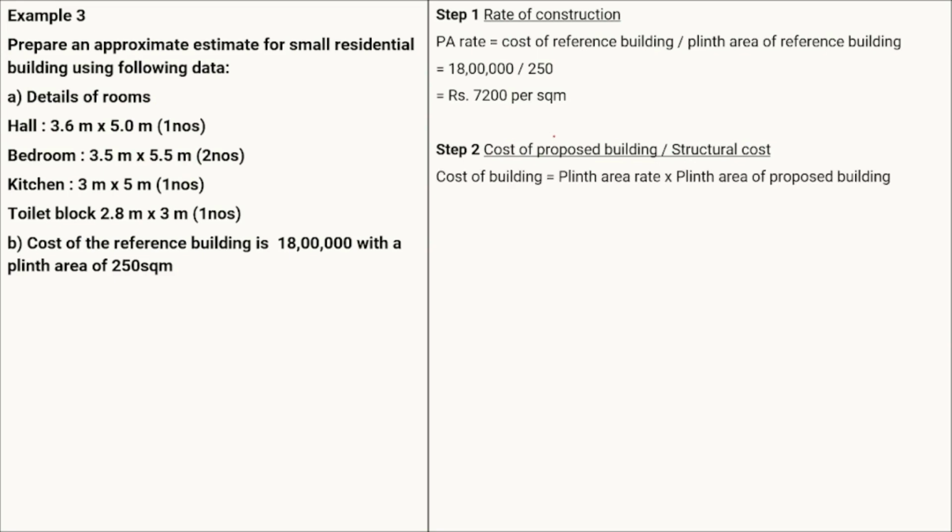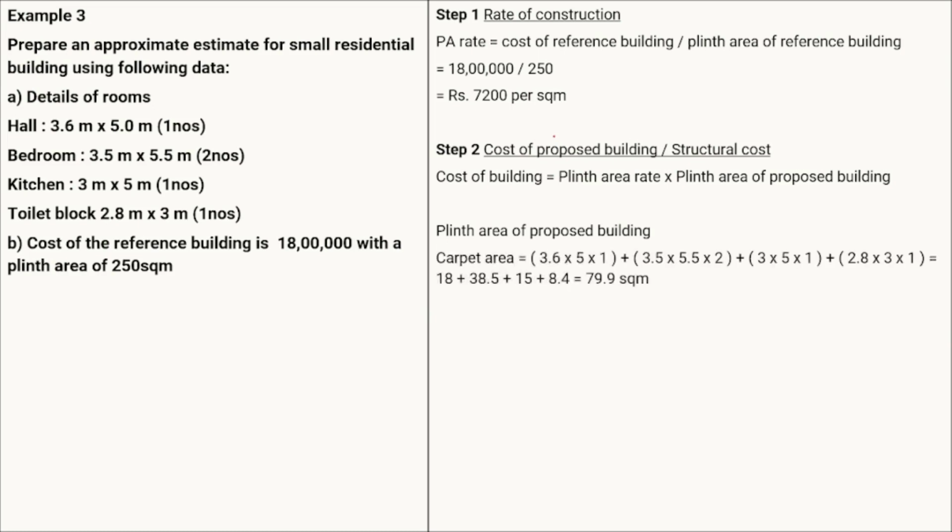We know the formula for the cost of the building is the plinth area rate multiplied by the plinth area of the proposed building. So first we need to calculate the plinth area of the proposed building. The plinth area will be calculated based on the carpet area. First we calculate the carpet area from the room details, and from that carpet area we calculate the plinth area.